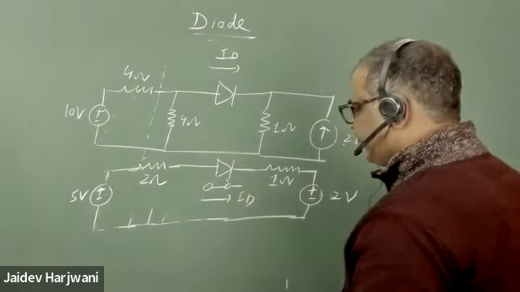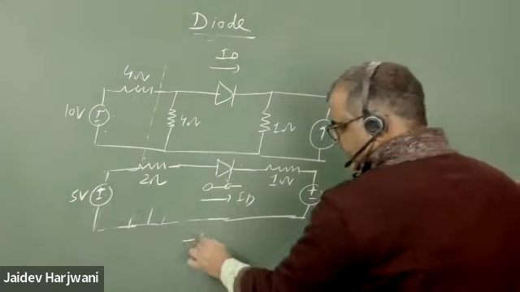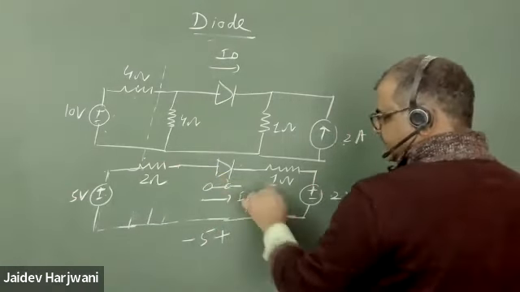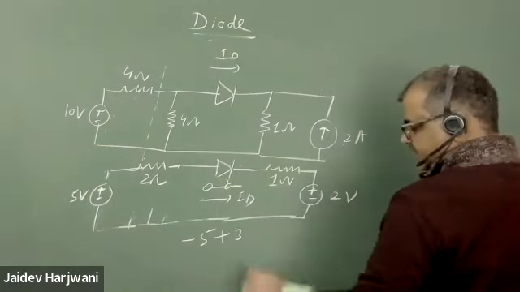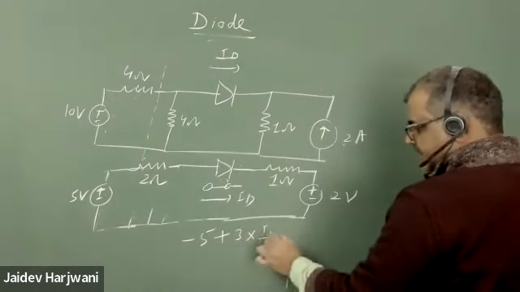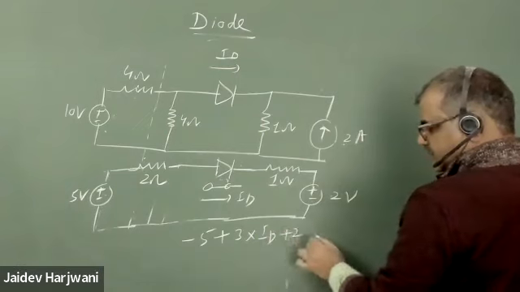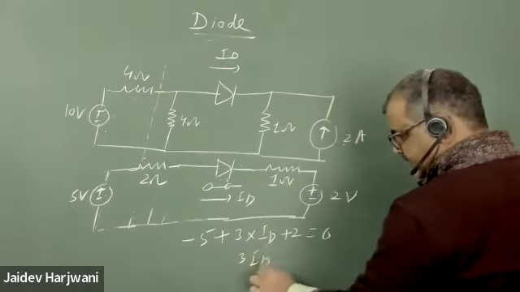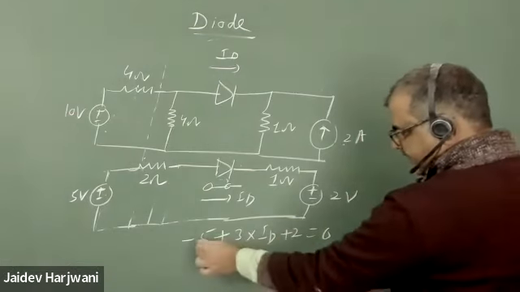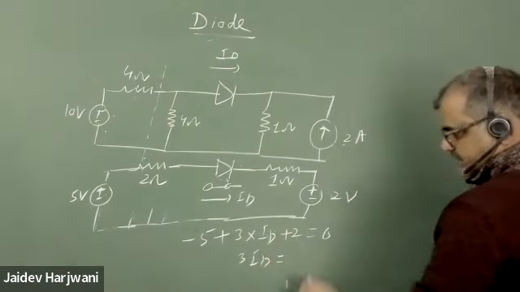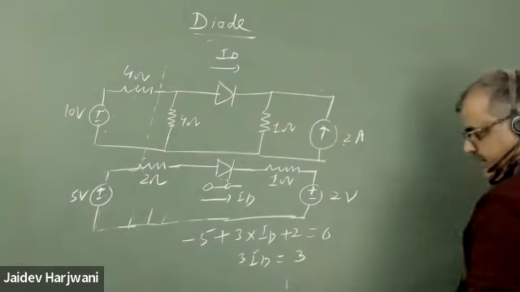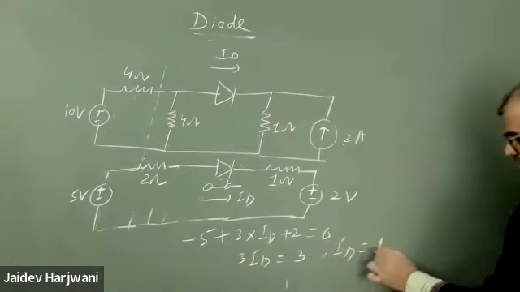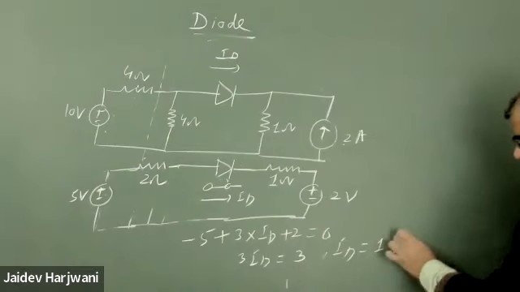So how much current will be flowing? If you apply KVL: -5 plus 2 plus 3 ID, plus 2 volts equals 0. So you can write 3 ID equals how much? -5 plus 2, which is 3, and ID will be 1 ampere. ID will be 1 ampere.